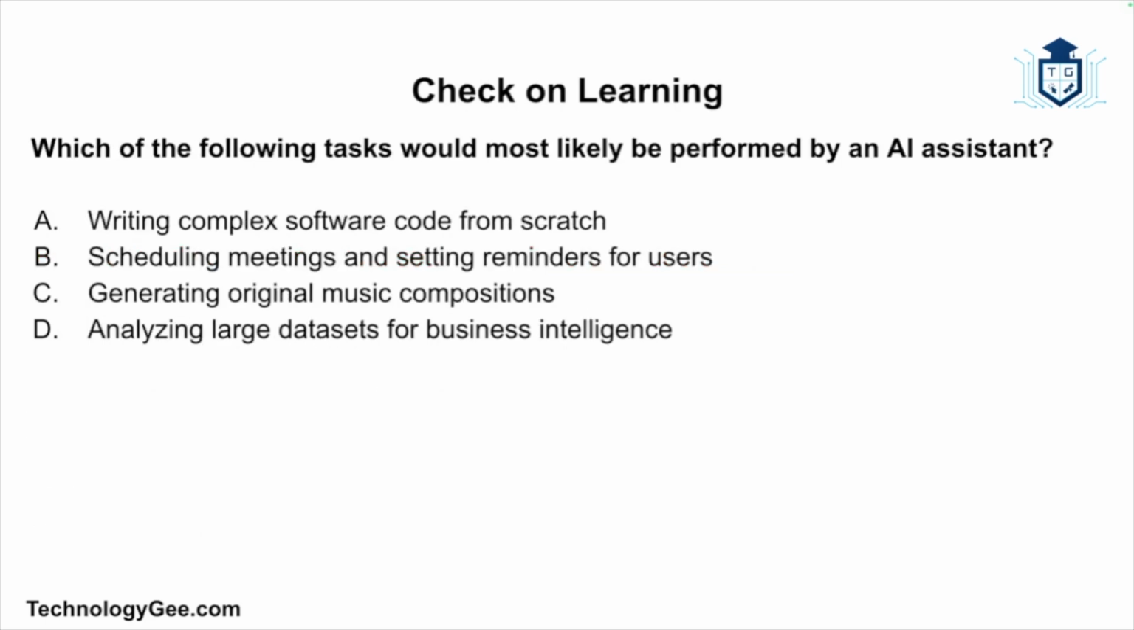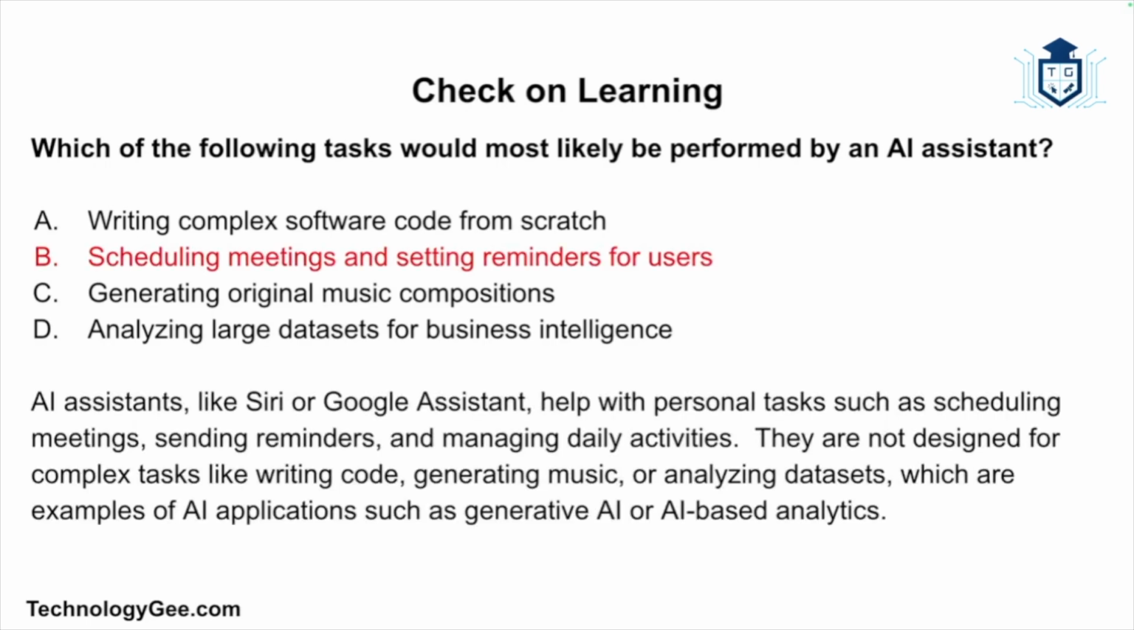And the final question. Which of the following tasks would most likely be performed by an AI assistant? Is it writing complex software code from scratch? Is it scheduling meetings and setting reminders for users? Is it generating original music compositions? Or is it analyzing large data sets for business intelligence? And the correct answer is scheduling meetings and setting reminders for users. AI assistants like Siri or Google Assistant help with personal tasks such as scheduling meetings, setting reminders, and managing daily tasks. They are not designed for complex tasks like writing code, generating music, or analyzing data sets, which are examples of AI applications such as generative AI or AI-based analytics.